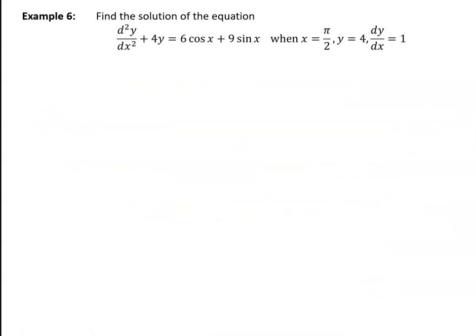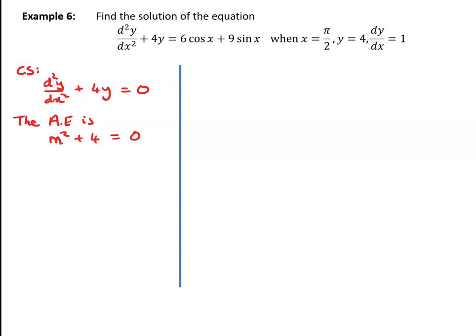We're now going to try and find the solution of the equation d2y dx squared plus 4y equals 6 cos x plus 9 sin x, with the boundary conditions that when x equals pi by 2, y is equal to 4, and dy by dx is equal to 1. Start off with the complementary solution as usual. So we've got to solve the equation d2y dx squared plus 4y equals 0. The auxiliary equation is m squared plus 4 equals 0. In other words, m is 0 plus 2i or 0 minus 2i.